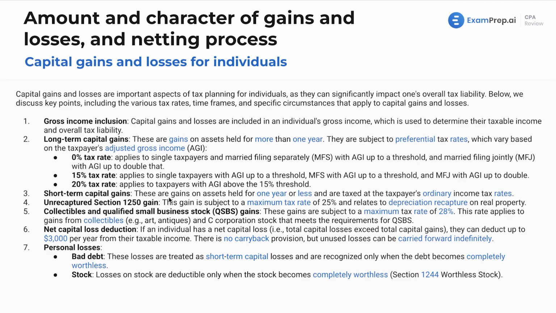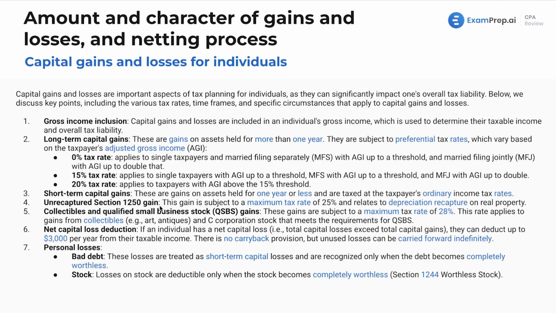Short-term capital gains, these are gains on assets held for 1 year or less, and these are going to be taxed at the taxpayer's ordinary income tax rates. Whether it is this lesson or any others, make sure you are, again, having an incredible attention to detail on what the question is asking.